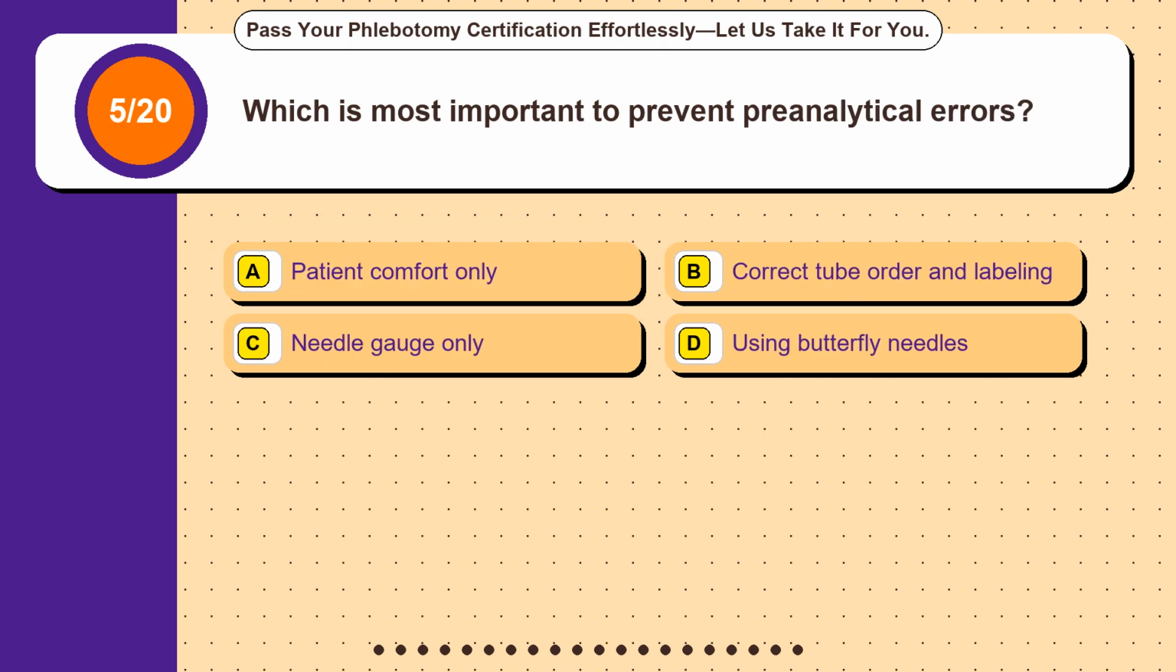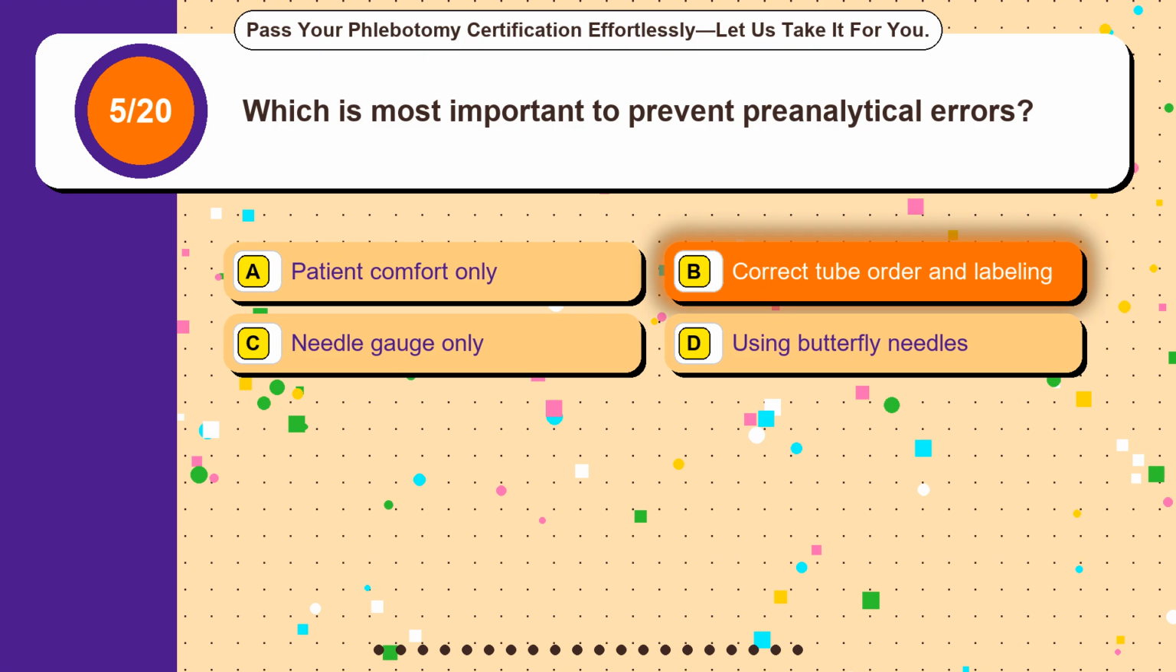Question 5. Which is most important to prevent preanalytical errors? Option A. Patient comfort only. Option B. Correct tube order and labeling. Option C. Needle gauge only. Option D. Using butterfly needles. The correct answer is option B.